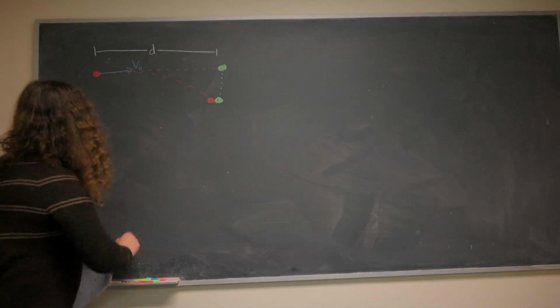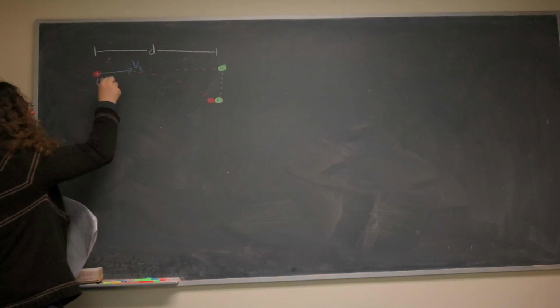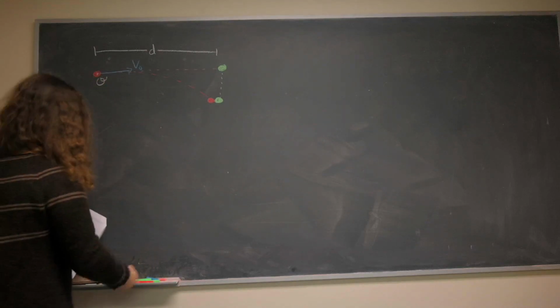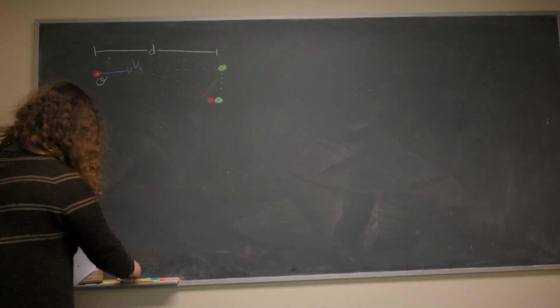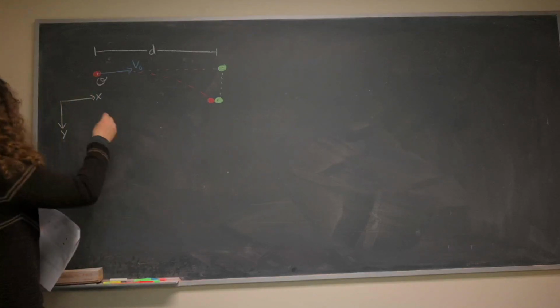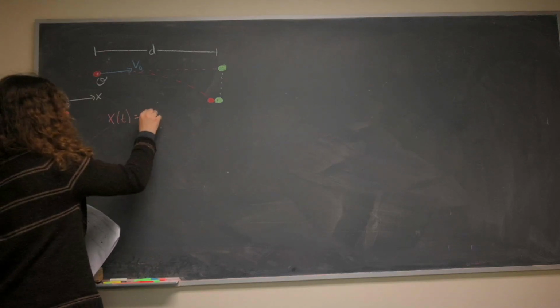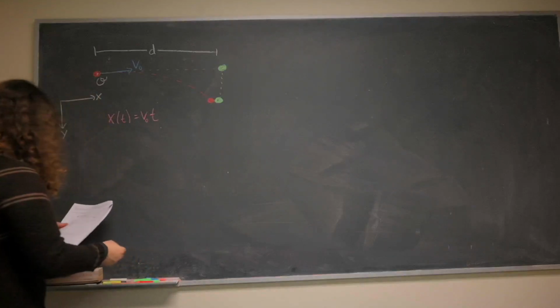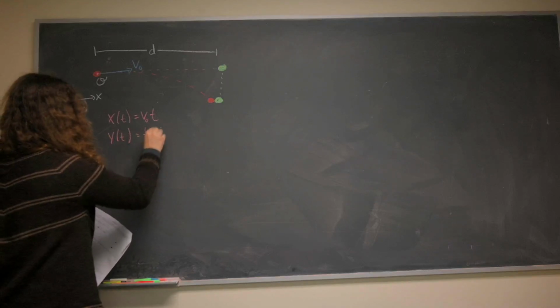I can show this with equations also. So what I'm going to do is I'm going to choose this point where the red ball starts as my origin of coordinates. And I'm going to write down for the red ball its x and y positions as a function of time. And I'm going to choose a coordinate system where downward is positive y here. So for the red ball, I have x of t is v naught t. All other terms are 0. That's very simple. And y of t is 1/2 gt squared.